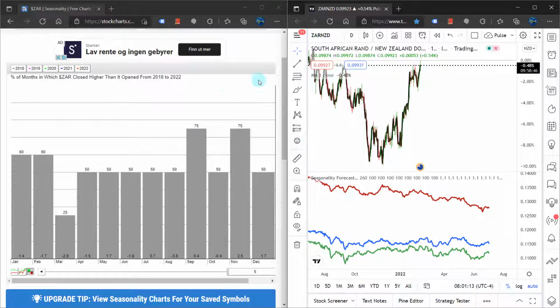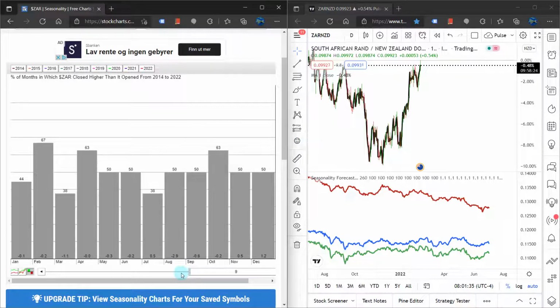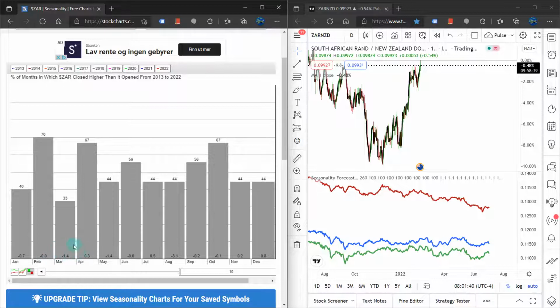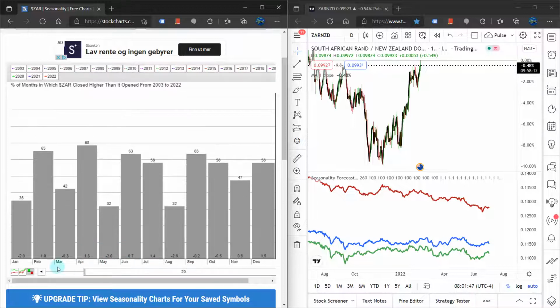When we look here at the seasonality, to the left I only got seasonality for the South African rand, so not the pair itself. Over the last 5 years, you can see that February usually posts a minus 1.7% loss, and there's almost minus 3% for March, and that is a lot in the Forex market. Over the last 10 years, February usually is flat, March has a big loss, April 0.3, and then a big loss for May. So the seasonality is bearish.